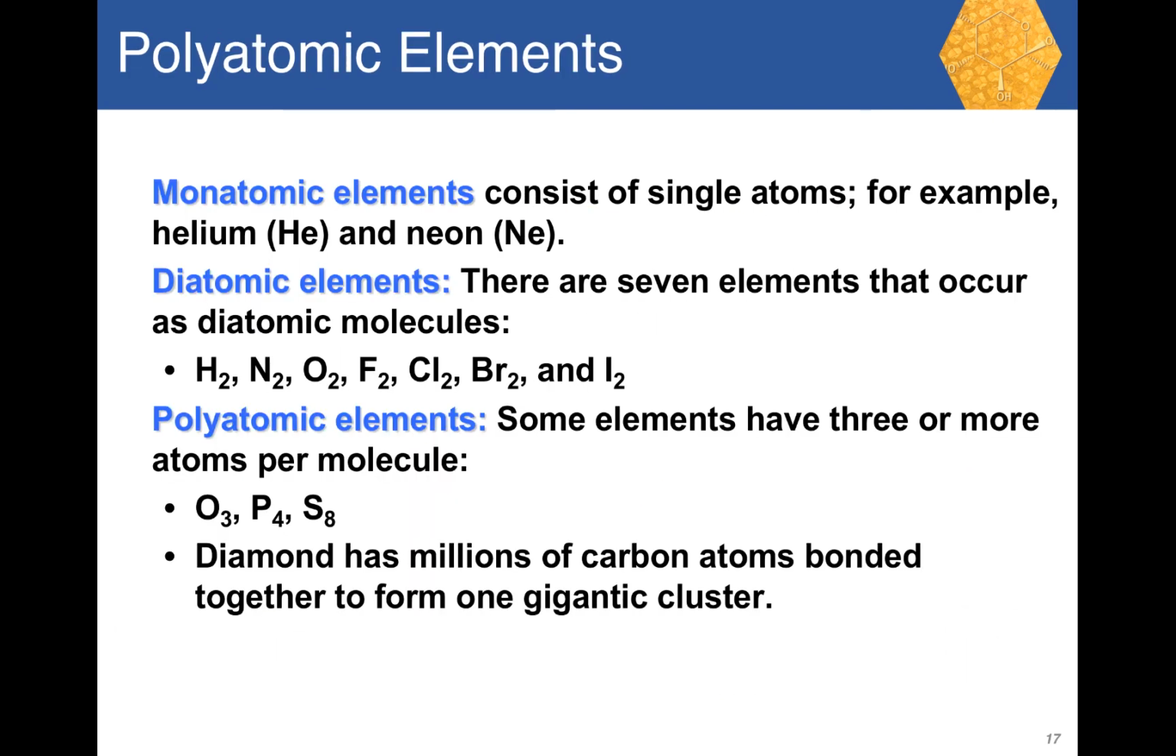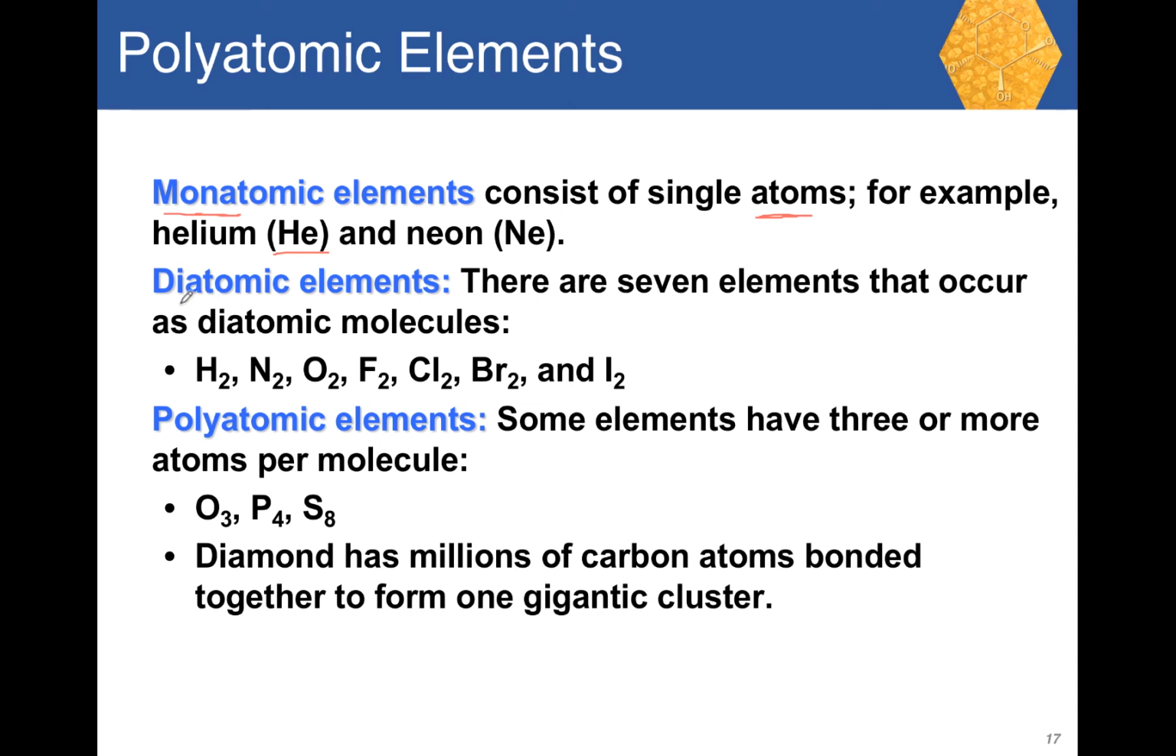Okay, let's look at some more definitions. Monoatomic. By the way, this is monoatomic elements. They consist of single atoms. For example, helium consists of all atoms that are the same. Neon consists of all atoms that are the same.